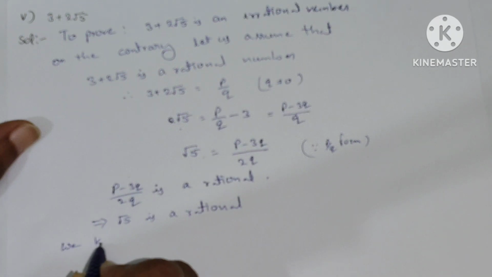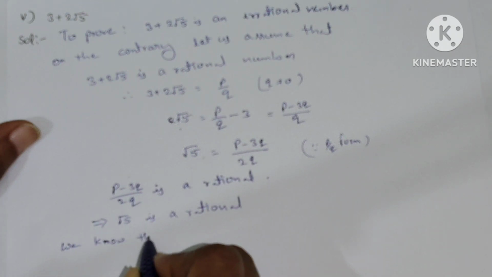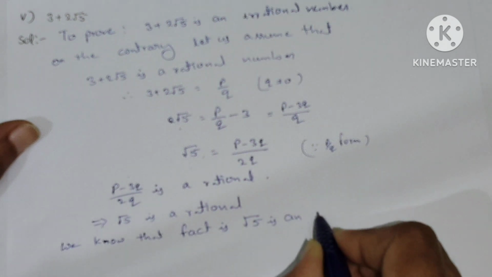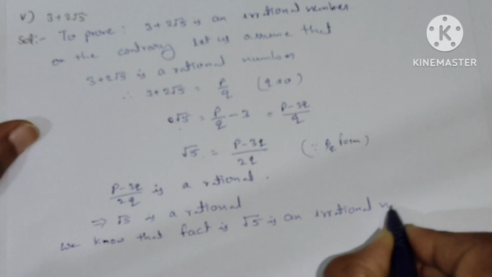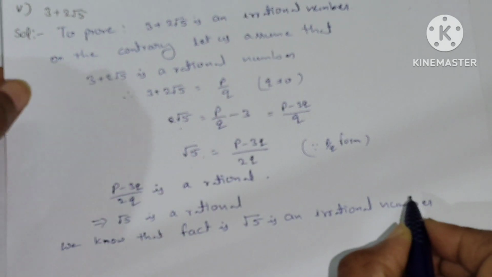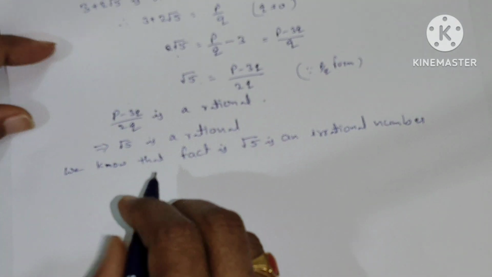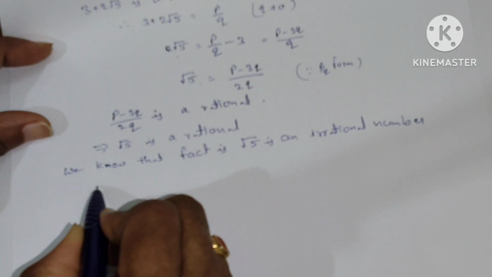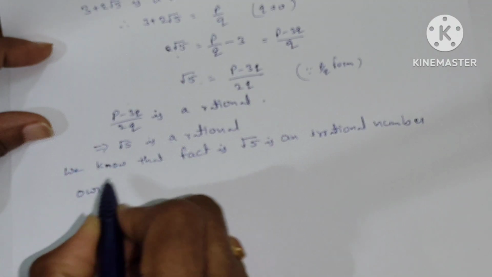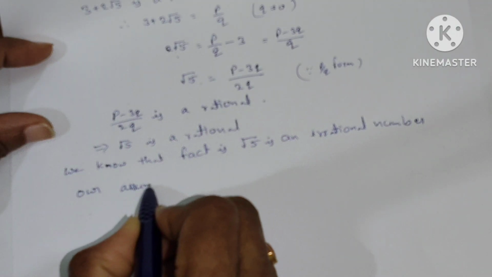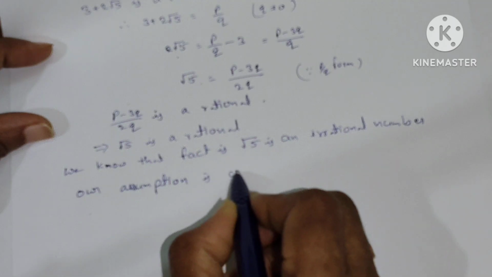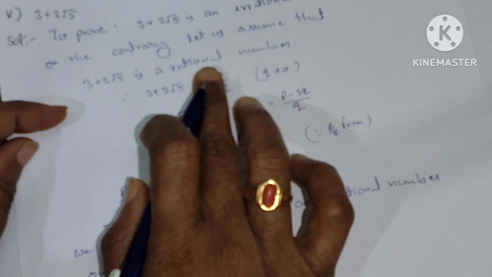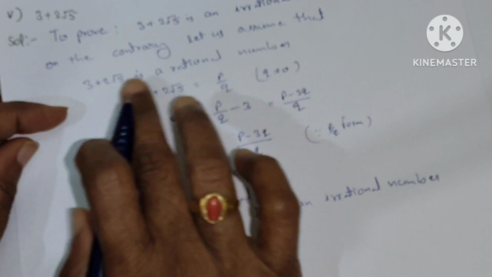We know the fact is root 5 is an irrational number. So here root 5 is an irrational number. So we write, due to our assumption, 3 plus 2 root 5 is a rational number, so our assumption is wrong. Our assumption is wrong. What is our assumption? 3 plus 2 root 5 is a rational number, is wrong. So this wrong means 3 plus 2 root 5 is an irrational number.